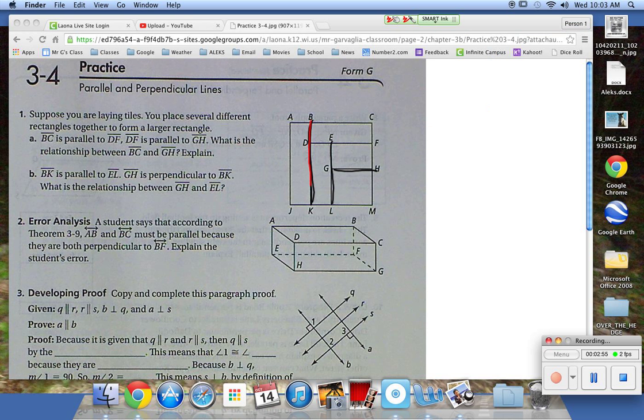We don't really have a law. What's the relationship? If we know this is perpendicular, what's the relationship with this one? If two lines are parallel and a line is perpendicular to one, it's perpendicular to the other one, isn't it?